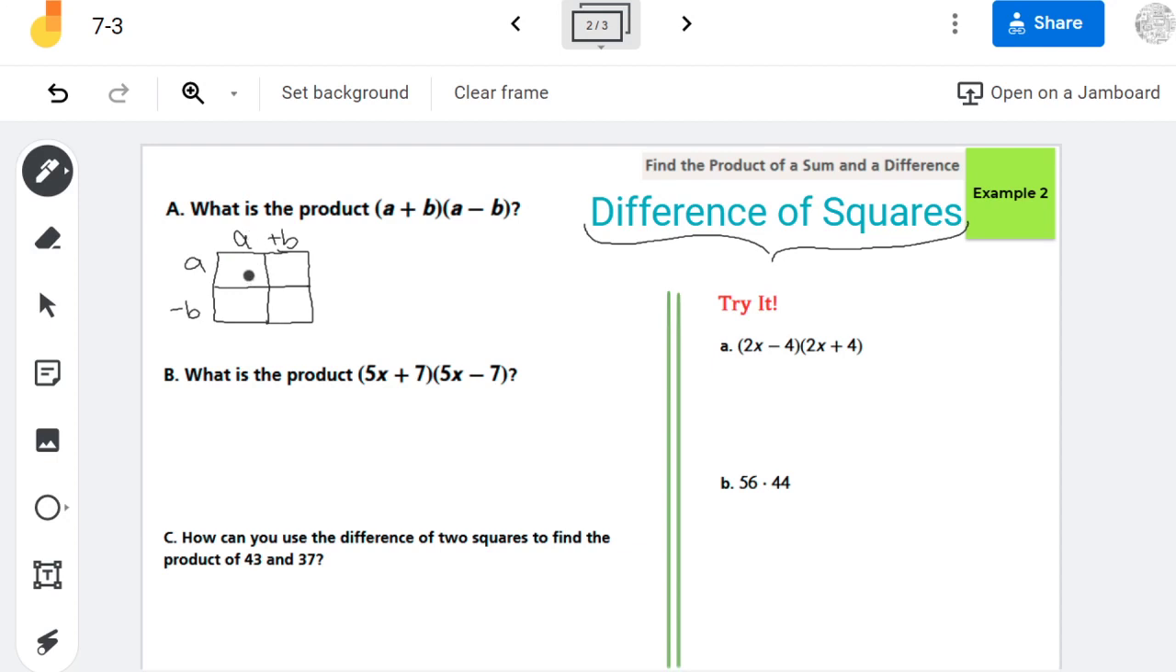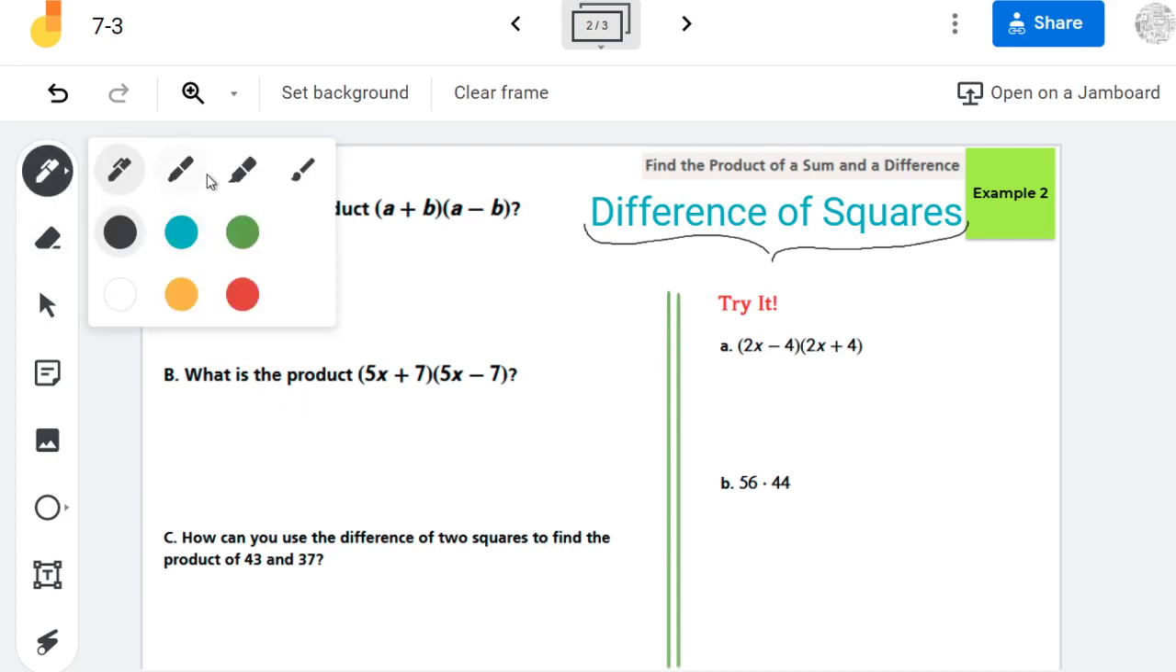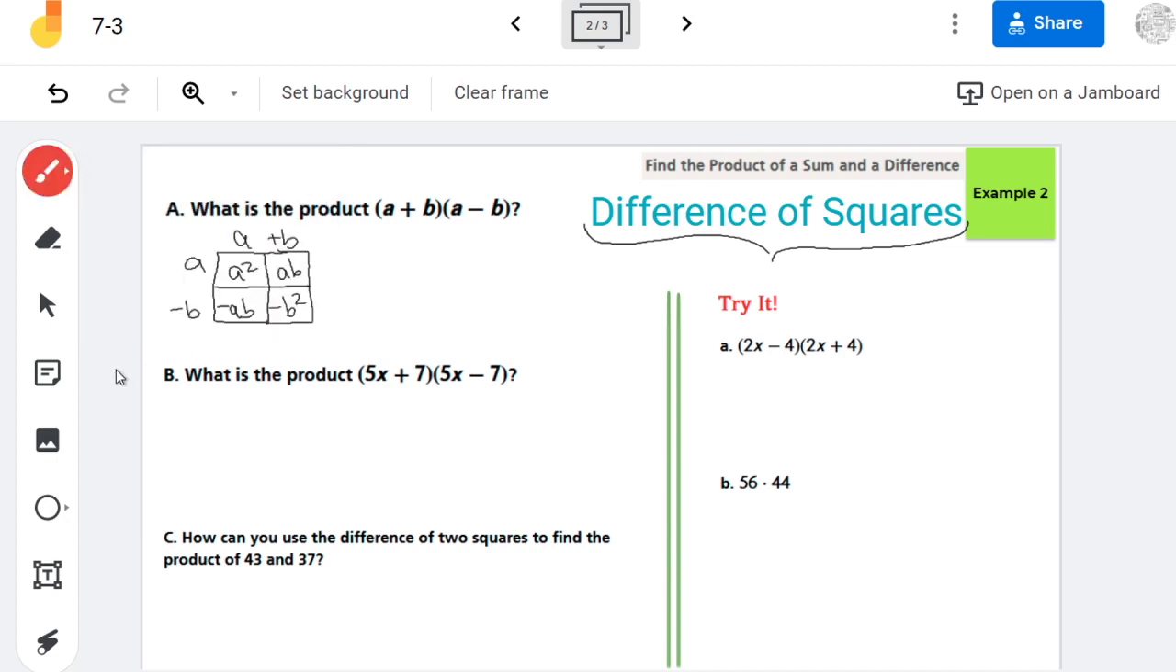Okay, so a times a is a squared. A times b is ab. A times negative b is negative ab. And negative b times negative b, or times positive b, is negative b squared. So take a look at that. Usually from here, right, we collect up our like terms and write it out.